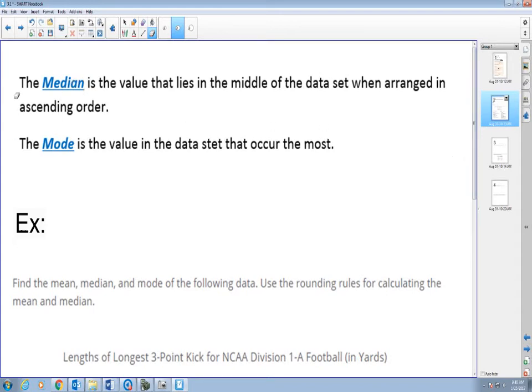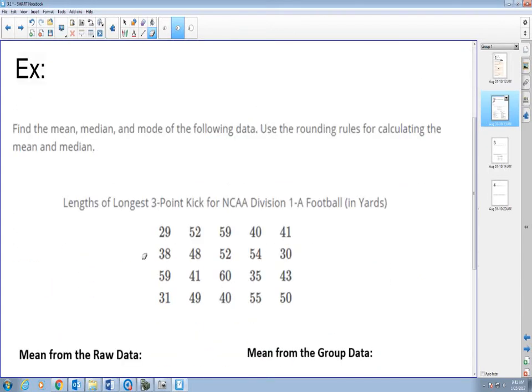All right, let me go ahead and just refresh your memory on something called the median. Median is the value that lies in the middle of the data set when your data is arranged in ascending order, from small to large. Mode is referring to the numerical value in your data that occurs the most. The number that occurs the most. All right, so let's find some mean, median, and mode. The length of the longest 3-point kick for football.